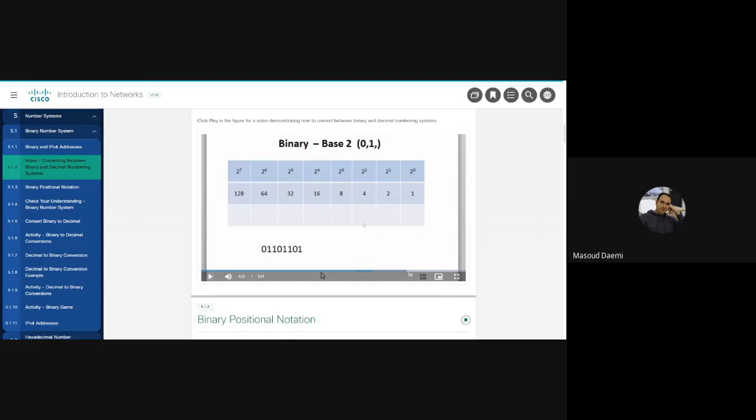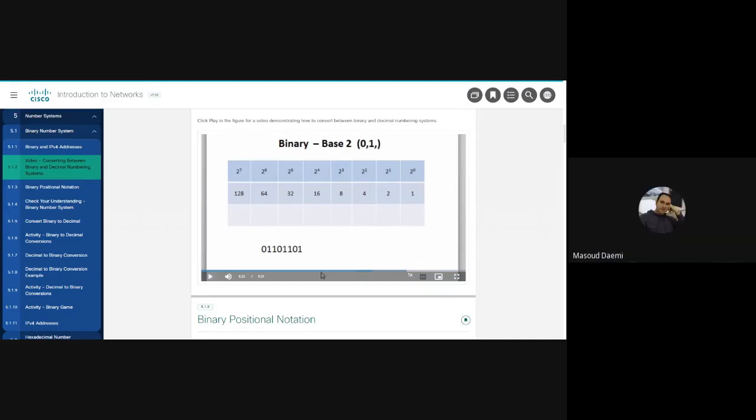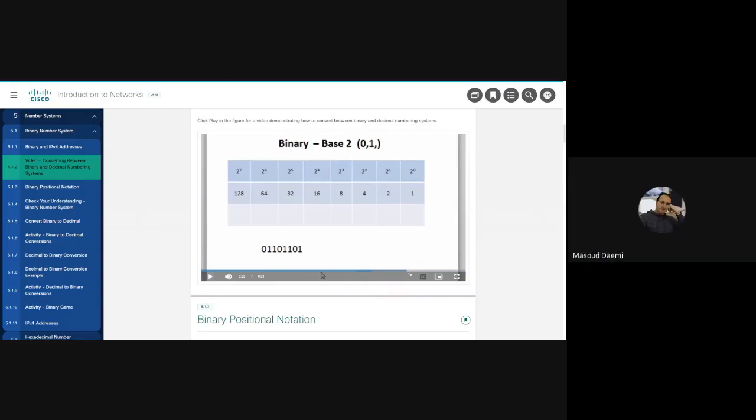Okay. All right. So what would be the decimal? How will you calculate the decimal value? 64 plus 32 plus 8 plus 4 plus 1. And what is the number? 64 plus 32 is 96, and 104, 108, 109. 109? Correct. Yeah.